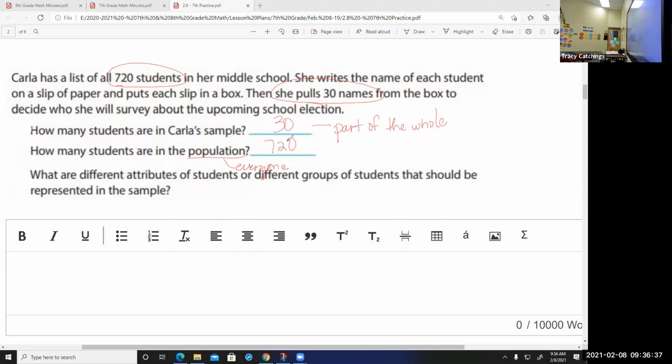All right, the second part of that said, what are different attributes of students or different groups of students that should be represented in this sample? So let's think about a middle school. Think about what kinds of students should be included in this sample. I'll give you a few seconds to think about it. If they do this sample at J.E. Johnson, what kind of students should be in that group of 30?